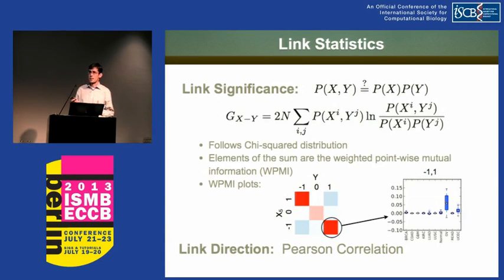And the elements of the sum are actually really informative because they tell us which settings are contributing to the dependence of the child on the parent. These are called weighted pointwise mutual information, or WPMI, and we use these a lot. We'll either use a heat map like this to represent the values of a single link, and for a given setting, we can do box plots if we want to look across many link values. That gives us the strength of the link. And to get the direction, we just do a simple Pearson correlation.